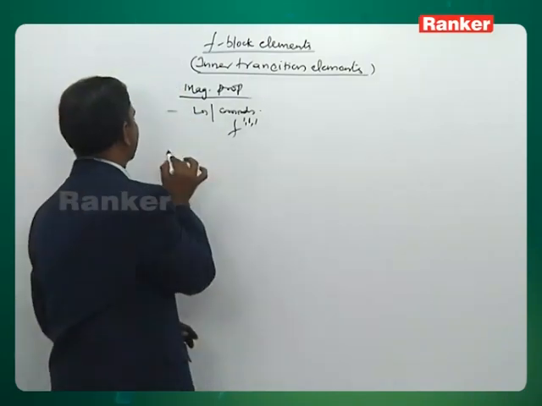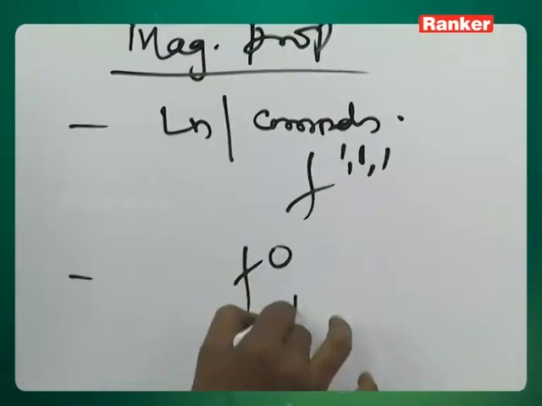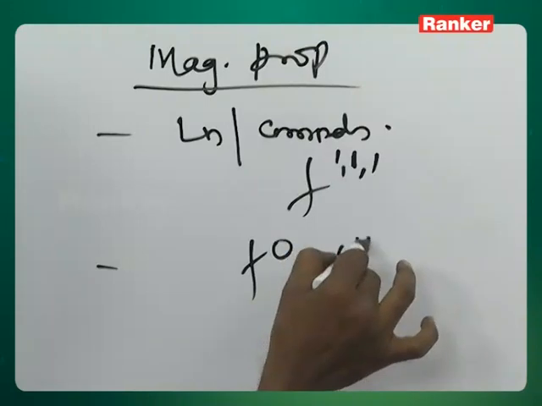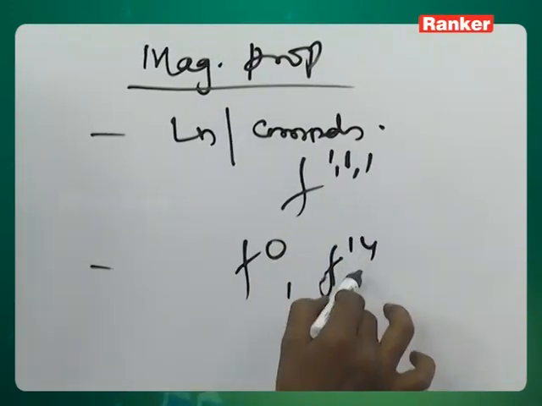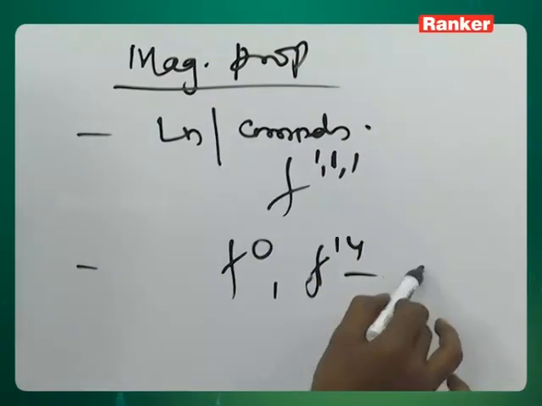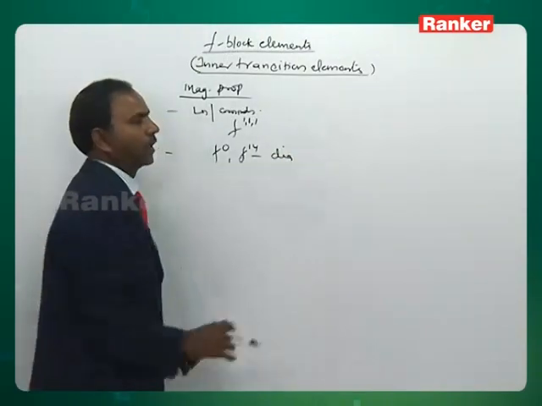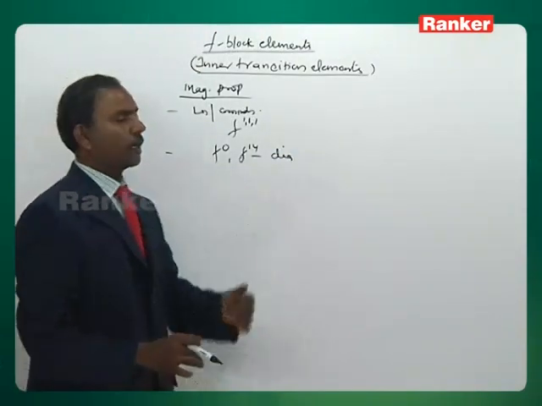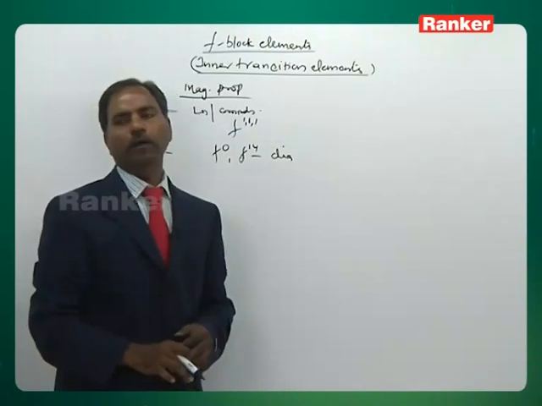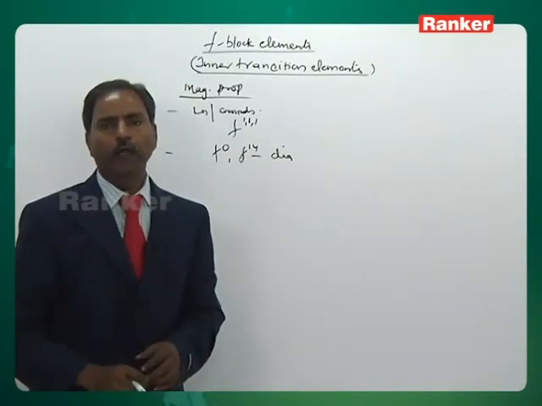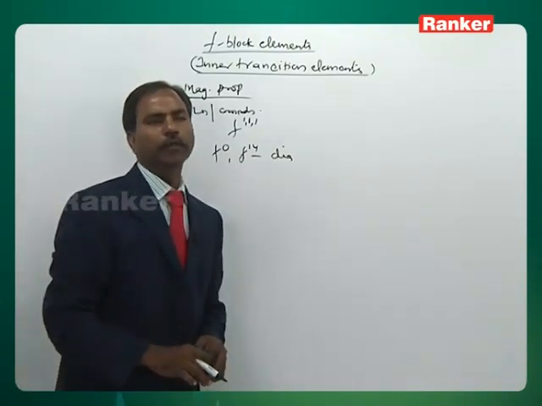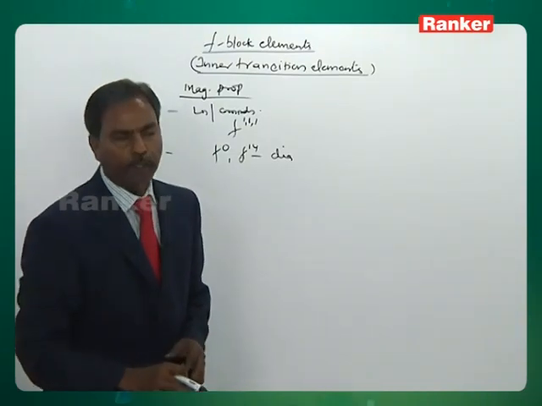Next, you can say either you consider f0 configuration or f14 configuration. These particular 2 configurations are diamagnetic. Why? f0 has no unpaired electron, f14 has no unpaired electron. Therefore, f0 and f14 electronic configurations are found to be diamagnetic.